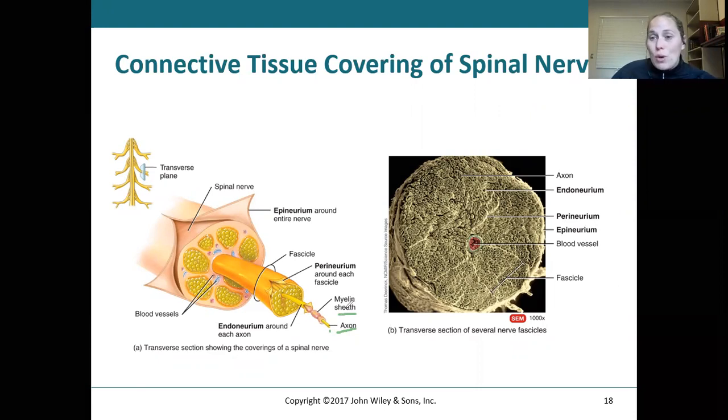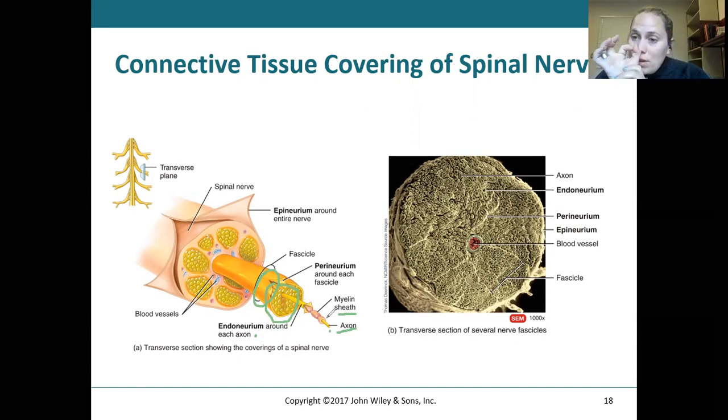Again, myelin is so important in terms of increasing the rate of conductivity. But then you can see each one of those axons is kind of bundled together into a cluster of axons. And so the perineurium that you can see here is going to be around a fascicle. This whole thing that you see here, the whole bundle, is called a fascicle, and the perineurium is just kind of the covering around them, and the endoneurium is going to be around each individual axon.